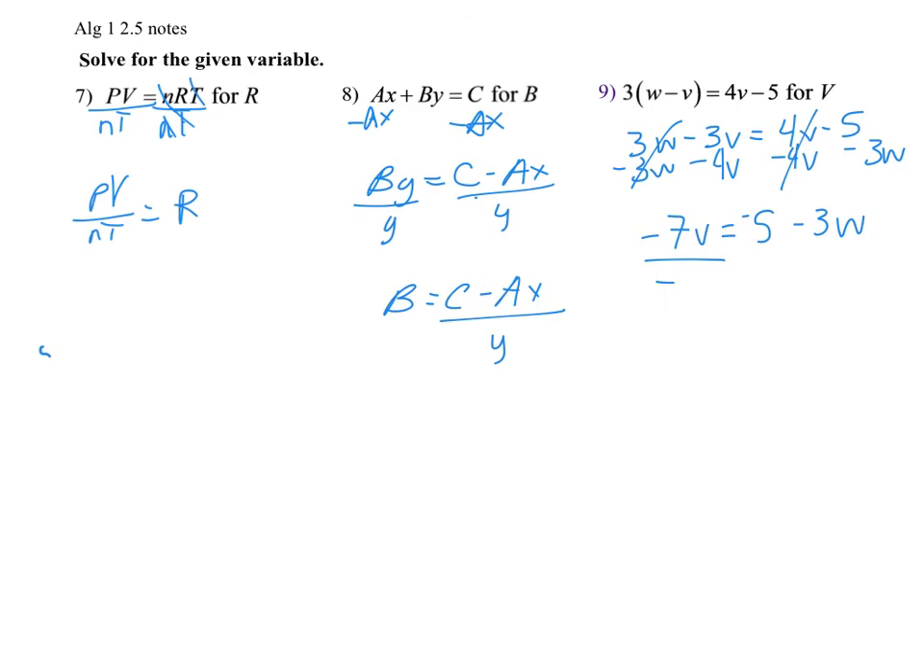Now I can divide by negative 7, which will cause those to cancel out. Anything I do to the left-hand side of the equation, I have to do to the right-hand side of the equation. And when I do this one, I'm going to change my signs because I'm dividing everything by a negative, and a negative divided by a negative is a positive. So I'm going to have 5 plus 3w over 7.